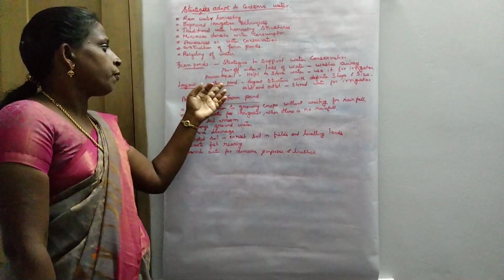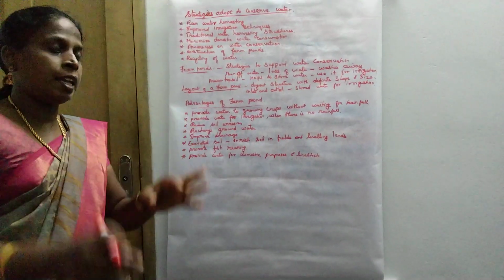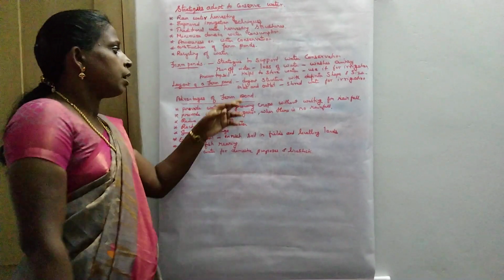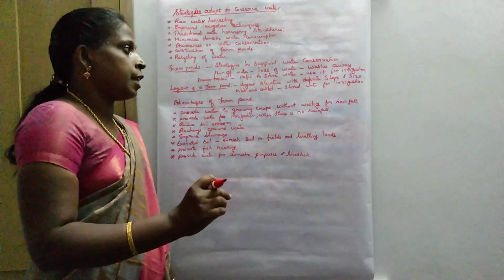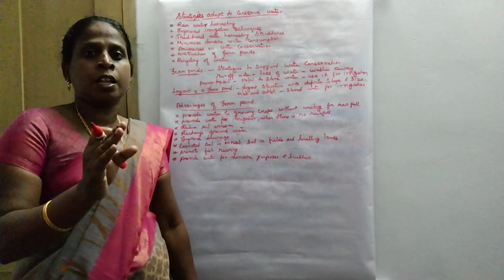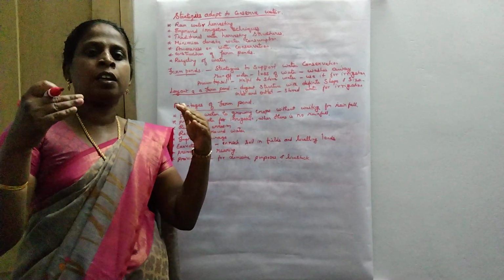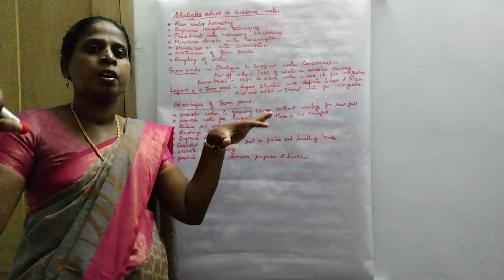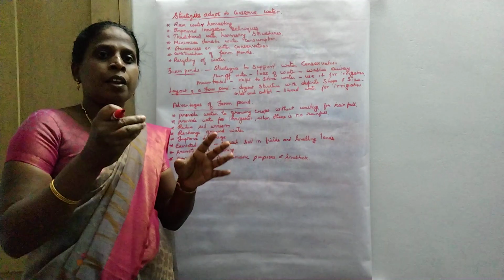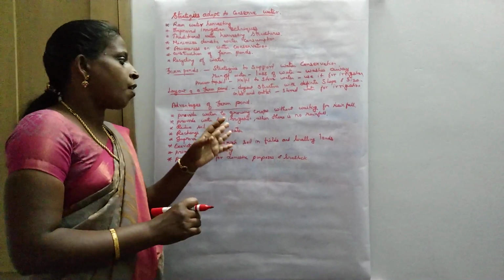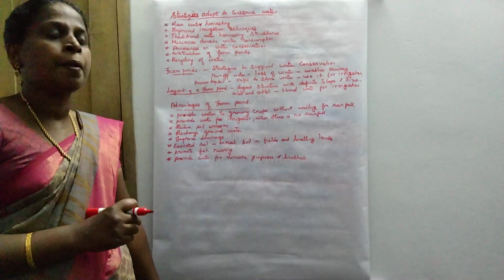Second one, layout of a farm pond. How are they laying the farm pond in their field? It is a dugout structure with a definite shape and size. For example, if the farmer has a big field, they can dig out a big pond in that field. If they have a very small field, they can dig out a small farm pond.